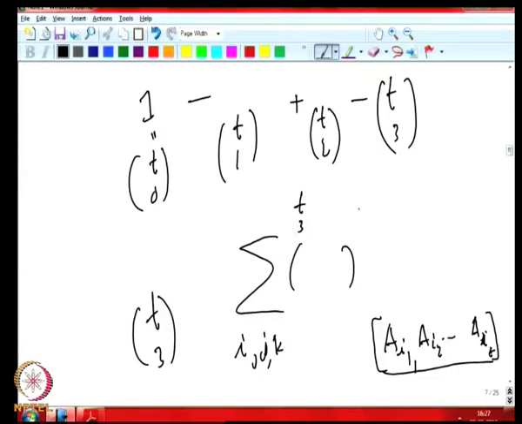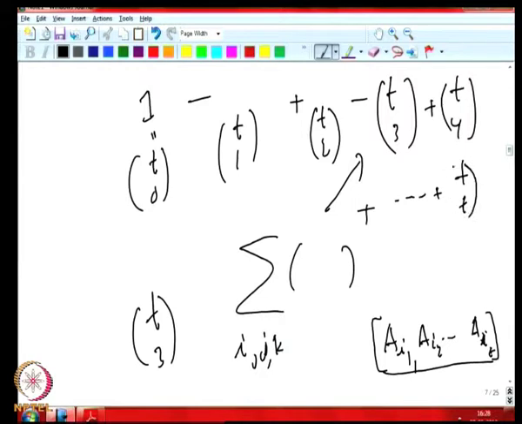In the fourth term, sorry, this is a minus term, yes, this is a minus term, and the next term will be a plus term, that should be T choose 4 by the same argument, and so on all the way to T choose T.